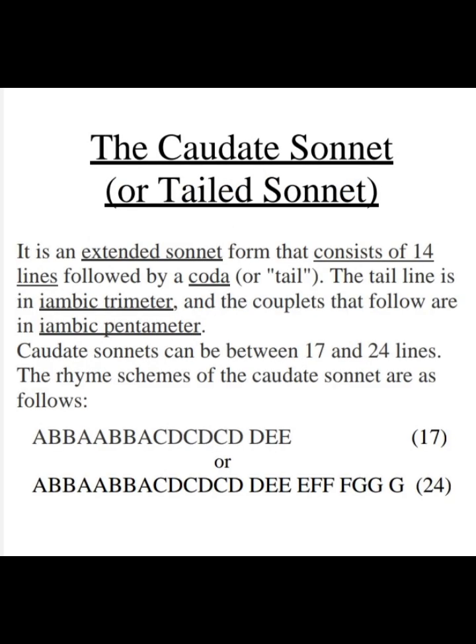The second non-standard sonnet is the caudate sonnet or tailed sonnet, a verse form often used for satire or ridicule. A caudate sonnet or tailed sonnet consists of 14 lines, often of a Petrarchan sonnet form, followed by half line called coda, followed by a couplet called heroic couplet, and these may be followed by other tails and other heroic couplets. Caudate sonnets can be between 17 and 24 lines and have typical rhyme schemes.